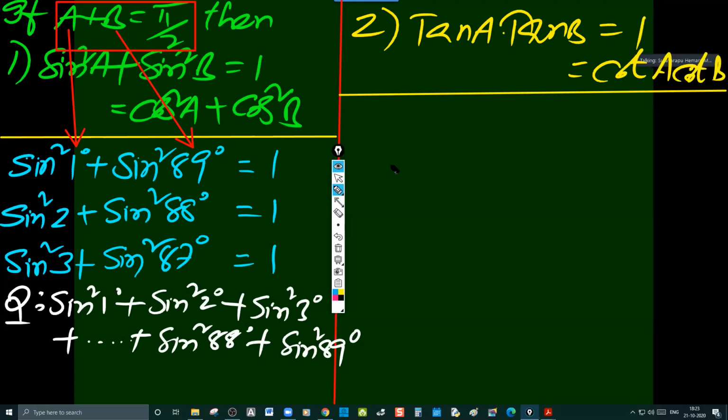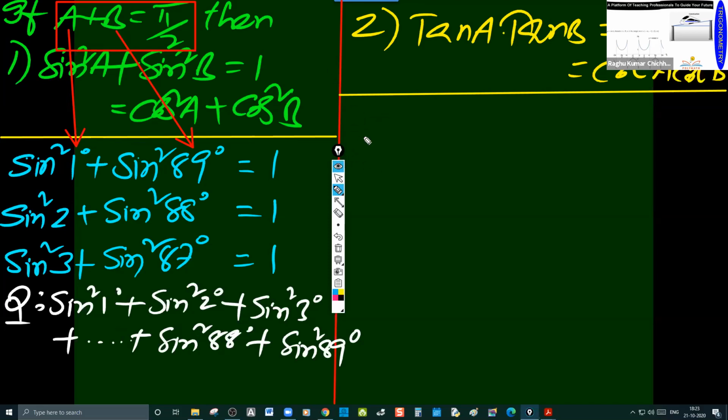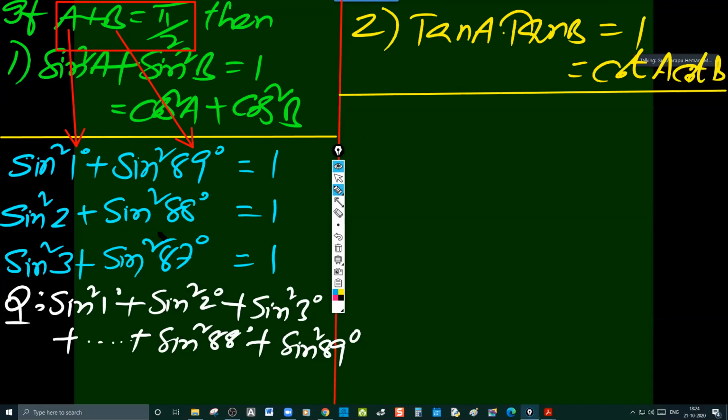So 45. Let us wait for her answer. How 45? Just think and tell me. From 1 to 89, how many terms are there, Maurya? So that's 90. No, you tell me, how many terms are there from 1 to 89? Obviously, 89 terms will be there, isn't it? Yes, sir.